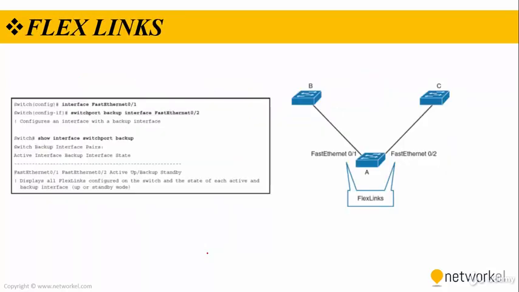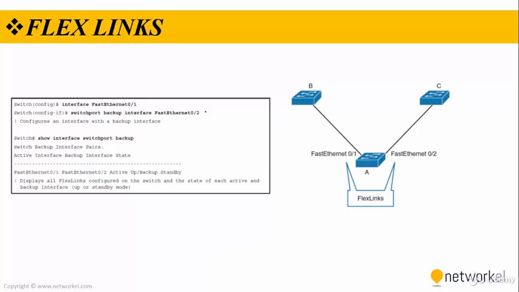And the last thing we are going to talk about is Flex Links. Flex Links are a pair of layer 2 ports that are configured to be an alternative to another interface. Flex Links provide link level redundancy as an alternative to STP. STP is automatically disabled on the Flex Links and failover occurs in as little as 50 milliseconds.